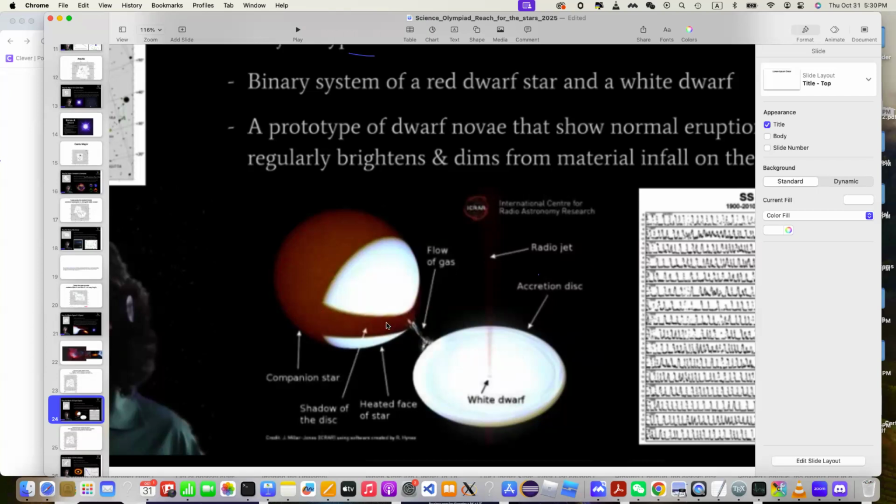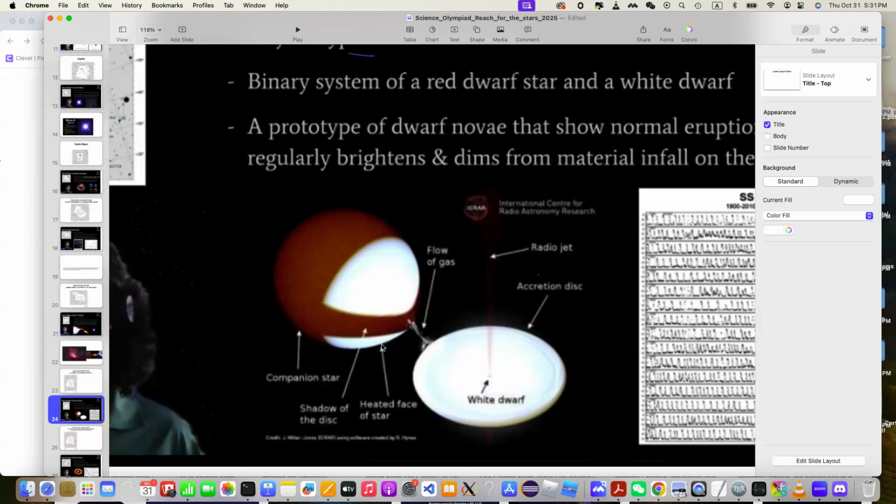So this is the shadow of the disk. There is a disk around the white dwarf, so it will block the light, and it will form a shadow on the companion red dwarf. So that is very interesting. You're seeing the shadow.